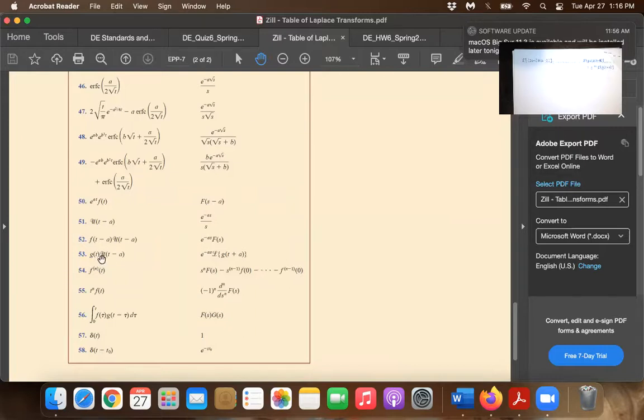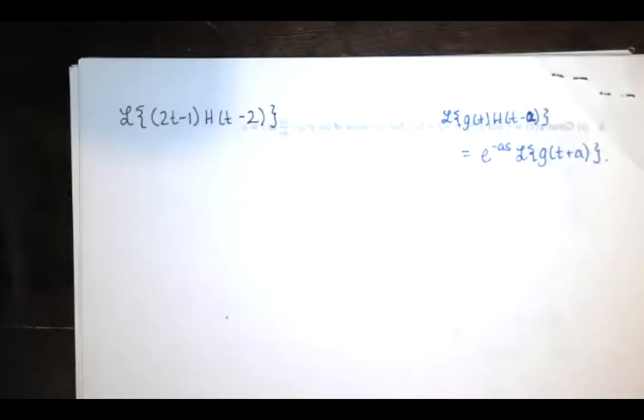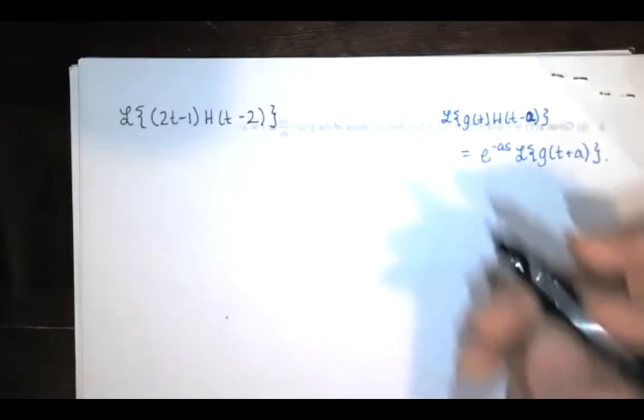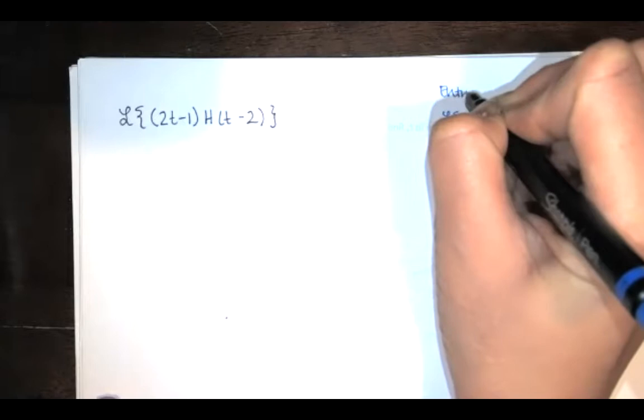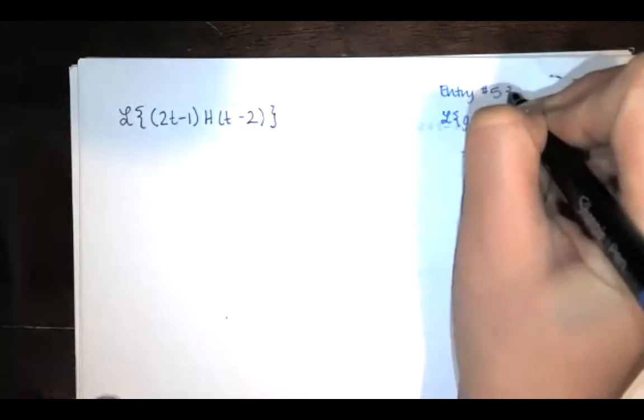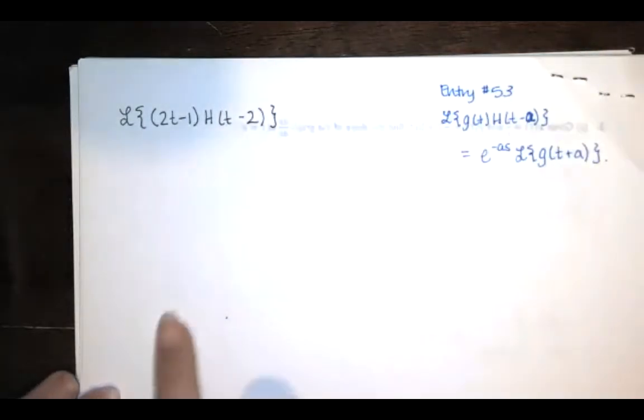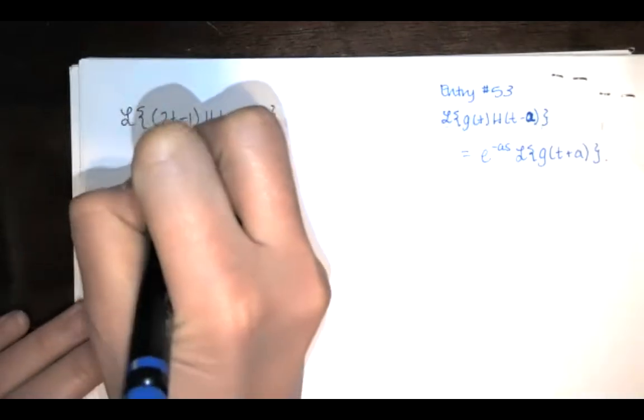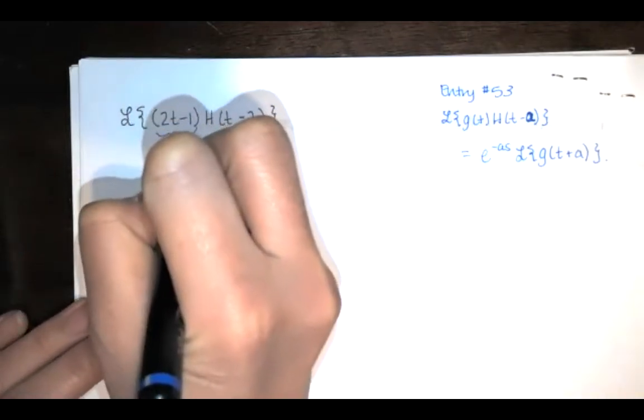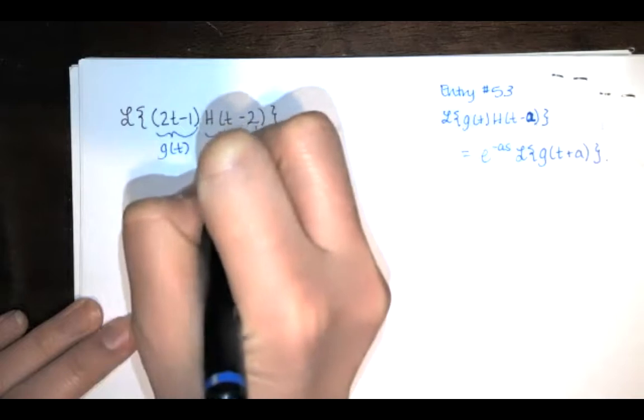So it says g of t times u of t minus a is e to the negative as times the Laplace transform of g of t plus a. So that's number 53, and that's what I've written down here on my paper. So we're just going to do some pattern matching in order to apply this. This is g of t, and this is h of t minus a.